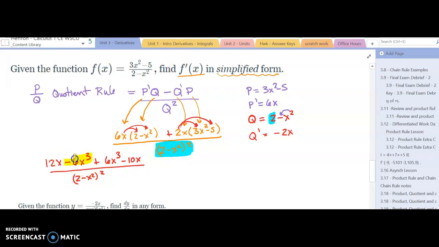So this negative 6x cubed and 6x cubed make 0. And 12x minus 10x will equal 2x in the numerator, and we'll leave that factored denominator out as is. That's what they're looking for when they say simplified form.